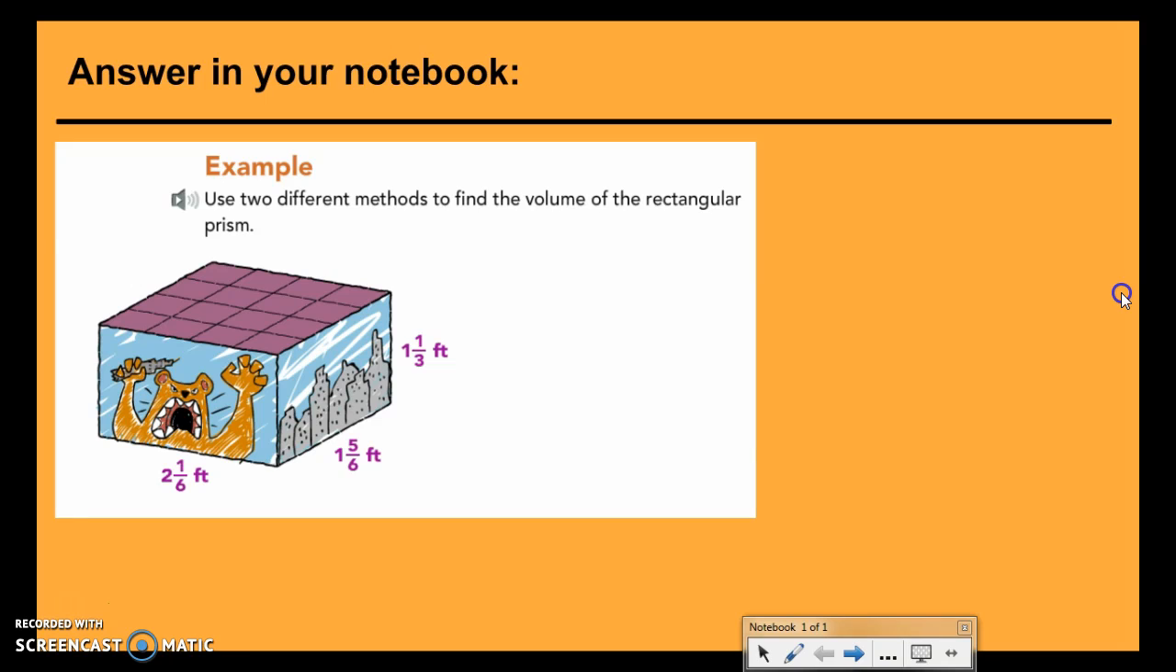Alright, so the first thing you do is write your formula. I'm going to use the area equals length times width times height. Okay? Not area, what am I saying, area? Volume, oh my gosh. Volume equals length times width times height. Sorry. Alright, so our length is 2 1/6. Our width is going to be 1 5/6. And our height is going to be 1 1/3.